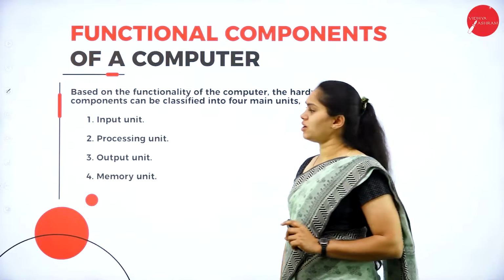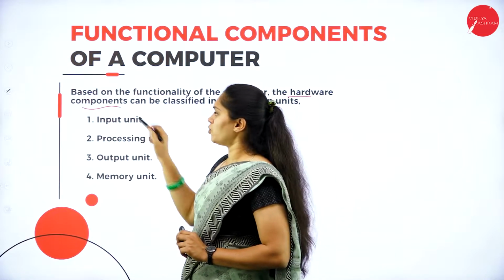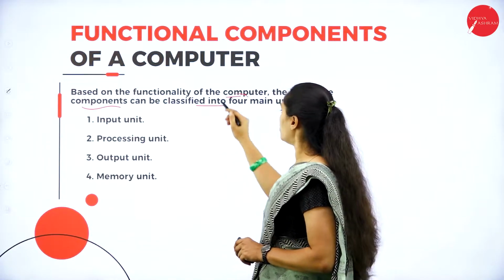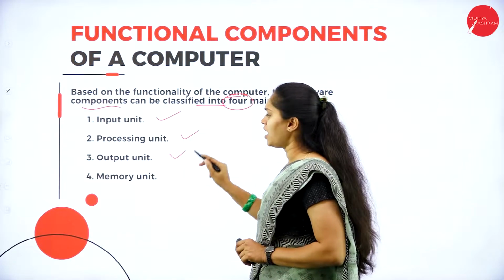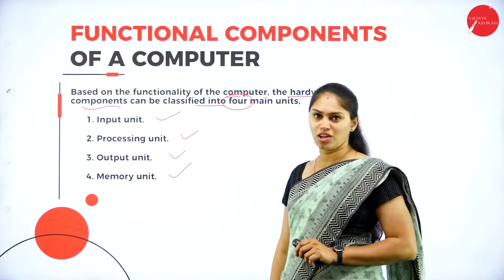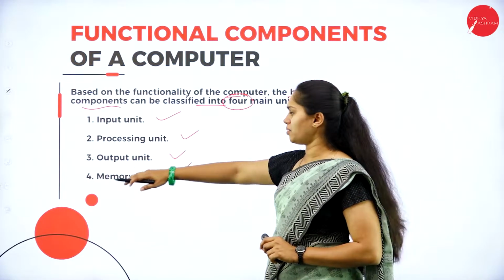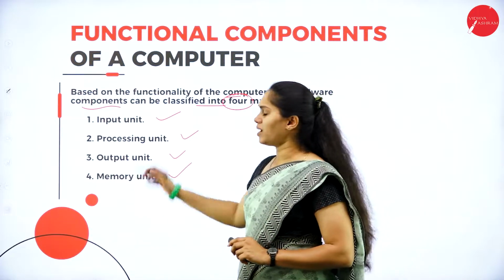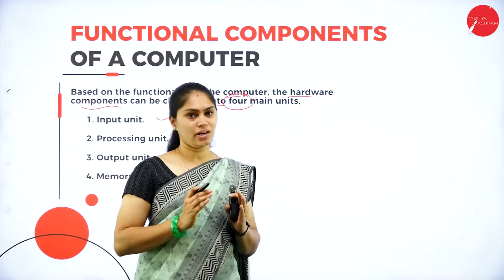Based on all these functionalities of a computer, we are going to categorize the hardware components into four main units. One is the input unit, processing unit, output unit and memory unit. What all do we have? Input unit, processing, memory and then output unit. We'll see each unit one by one along with the functional components of a computer diagram.